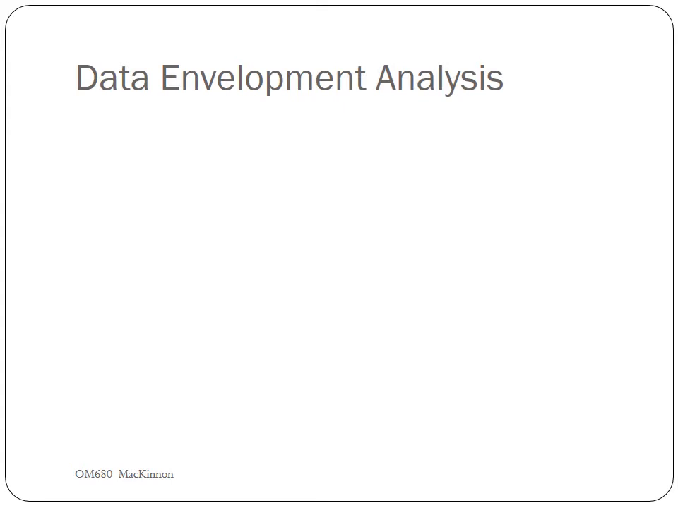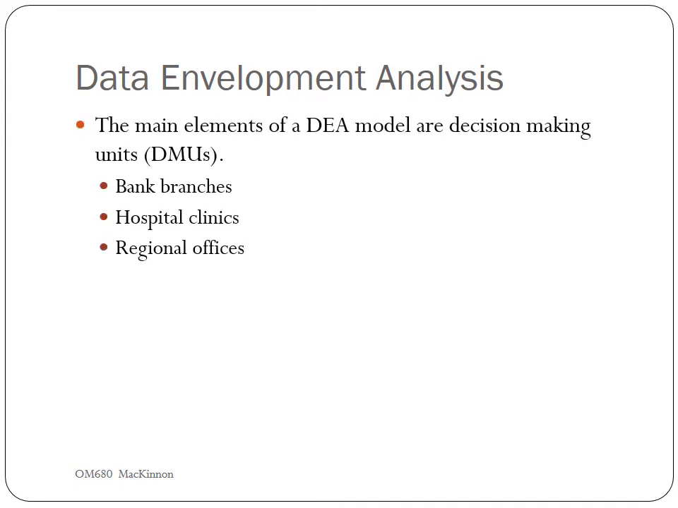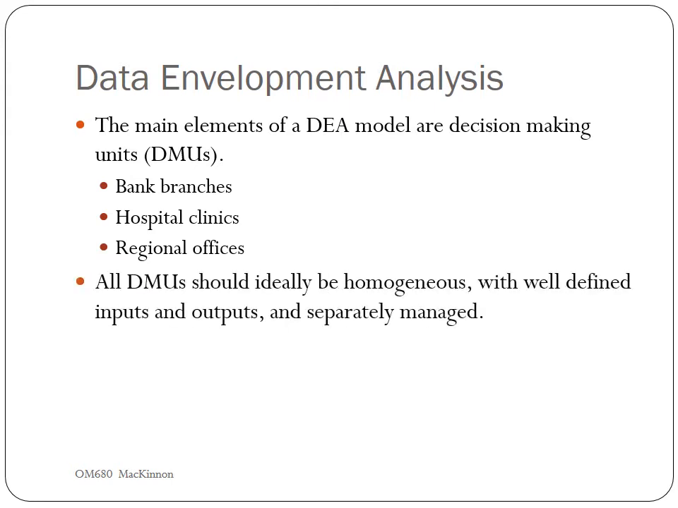Okay, so let's take a look at the main components. The main elements of a DEA model are decision making units. These can be bank branches, hospital clinics, regional offices, government offices, departments within an organization. The DMUs should be as homogeneous as possible with well-defined inputs and outputs, and they should be separately managed. We want to compare them to each other.